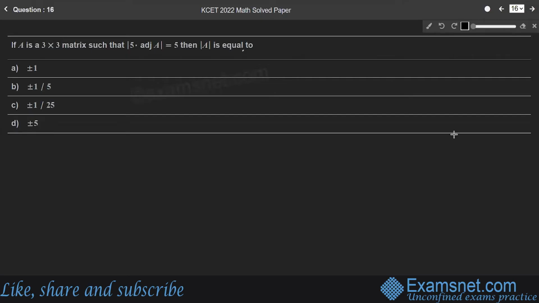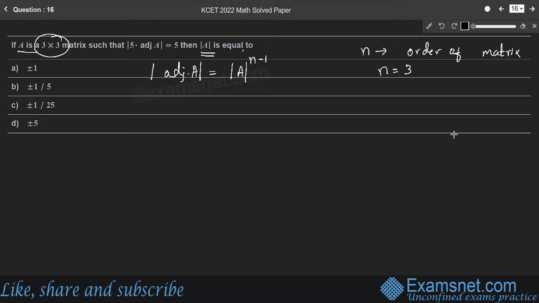Question 16. If A is a 3 by 3 matrix such that the determinant of 5 adjoint A is equal to 5, then the determinant of A is equal to? So students, we know that the determinant of adjoint A is always equal to determinant of A raised to n minus 1. Here, n is the order of the matrix. It is given that A is a 3 by 3 matrix, so n is equal to 3.